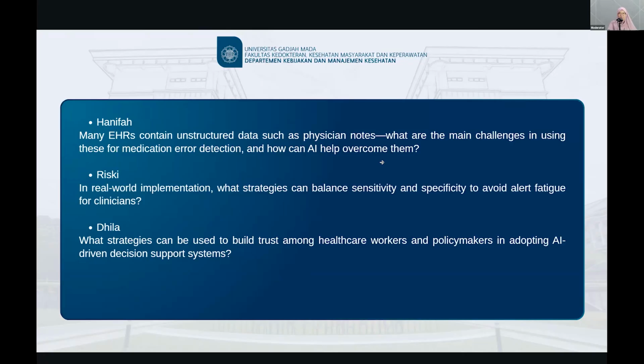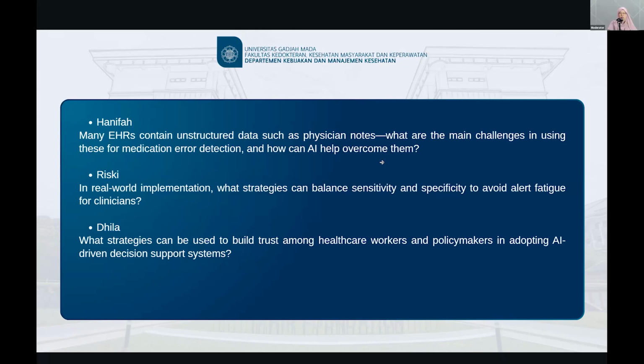So in my opinion, in real world implementation, you should have real world data to balance the sensitivity and the specificity. It means you have feedback to balance. You cannot only use the threshold; based on the physician behavior, it should be a precise reminder and a precise suggestion.